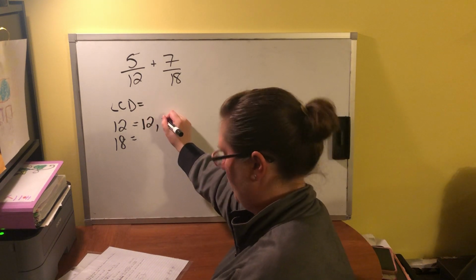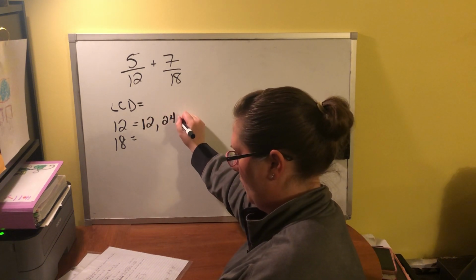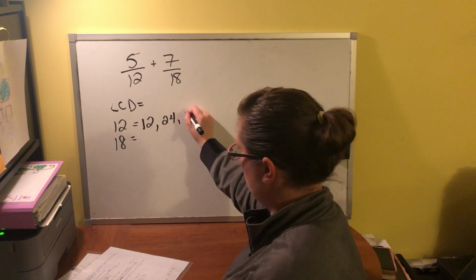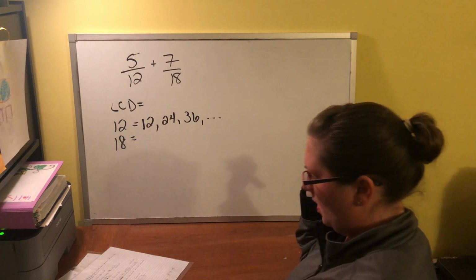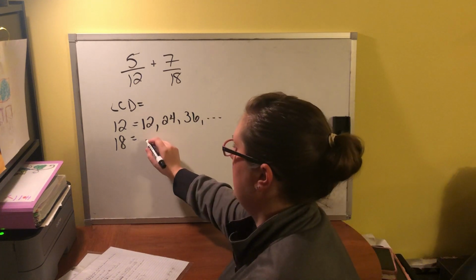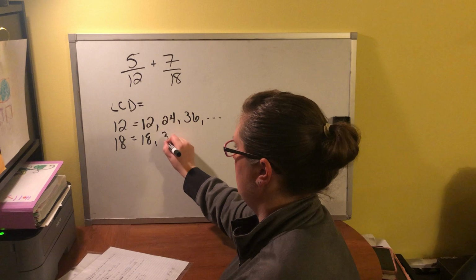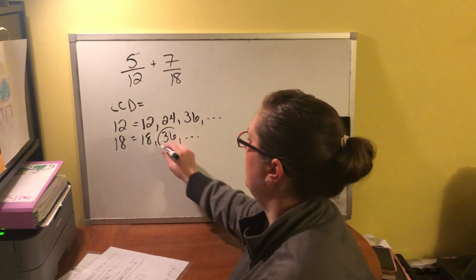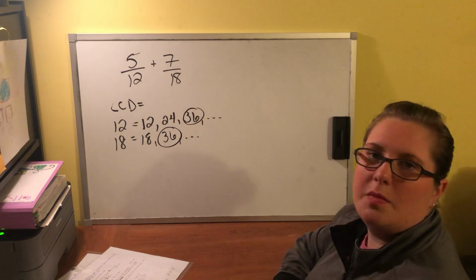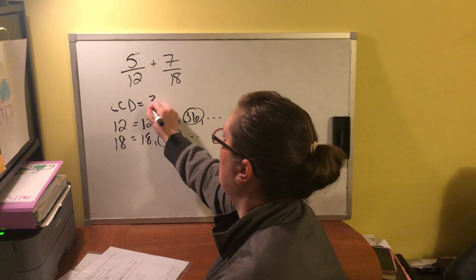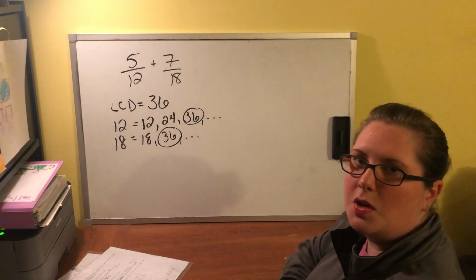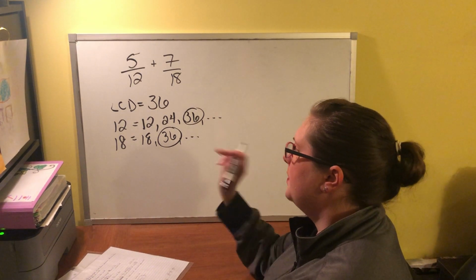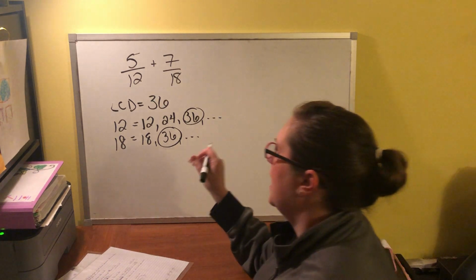12 times 1 is 12. Times 2, we have 24. What else do we have? 36, and we can stop there, okay? And let's go and look at 18. 18 times 1 is 18, times 2 is 36, and we can stop, okay? So we see that they both have least common multiple of 36, so our LCD is now going to become 36.